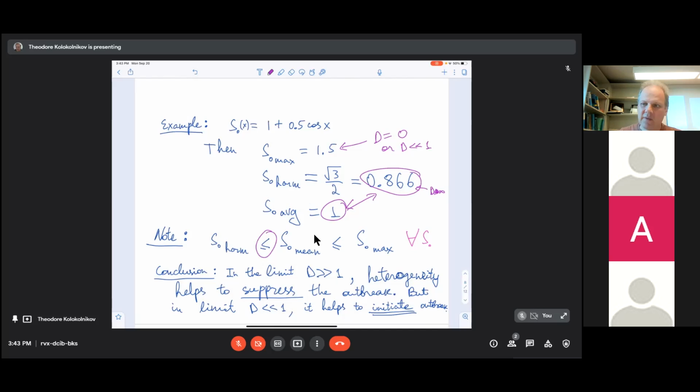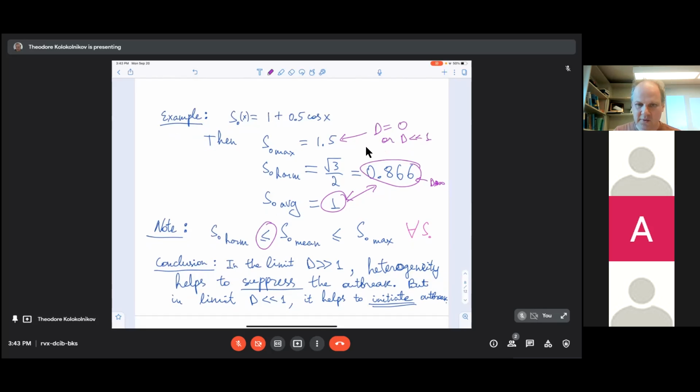On the other hand, if there's very little movement, then instead of the average, you need to use S maximum. So the outbreak will happen at the point of the maximum of the population, and the maximum of S is always bigger than the average of S. So in the limit where there's very little motion, heterogeneities actually help to initiate the outbreak. Of course, in that case, the disease may not spread beyond the points where S has a maximum, but nonetheless, that's the result.